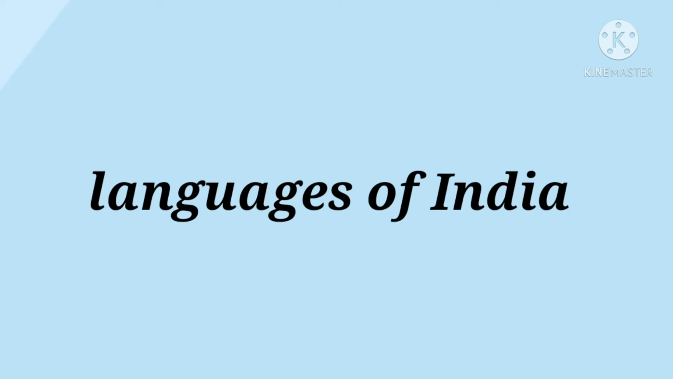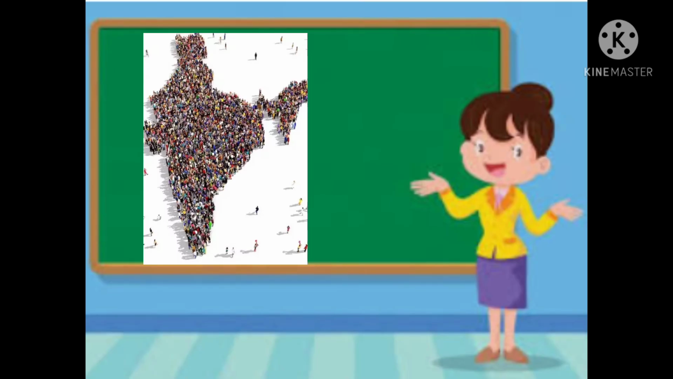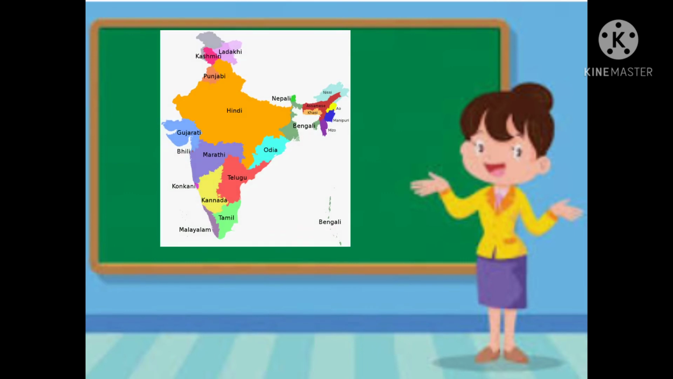Now let's learn about languages of India. Hindi, Assamese, Bengali, Dogri, English, Gujarati, Kannada, Kashmiri, Konkani, Maithili, Malayalam, Marathi, Nepali, Punjabi, Santali, Tamil, Telugu, Urdu. These are some of the languages of India.